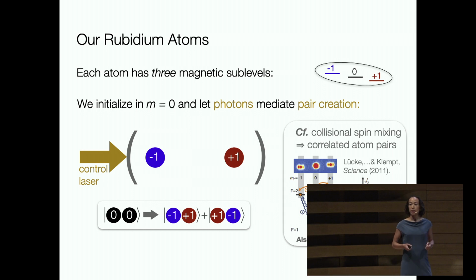And that is something that is well studied in Bose-Einstein condensates, where direct collisional interactions between atoms give rise to this type of spin mixing, these correlated atom pairs. And that has been demonstrated as a resource in those systems for generating highly entangled states.